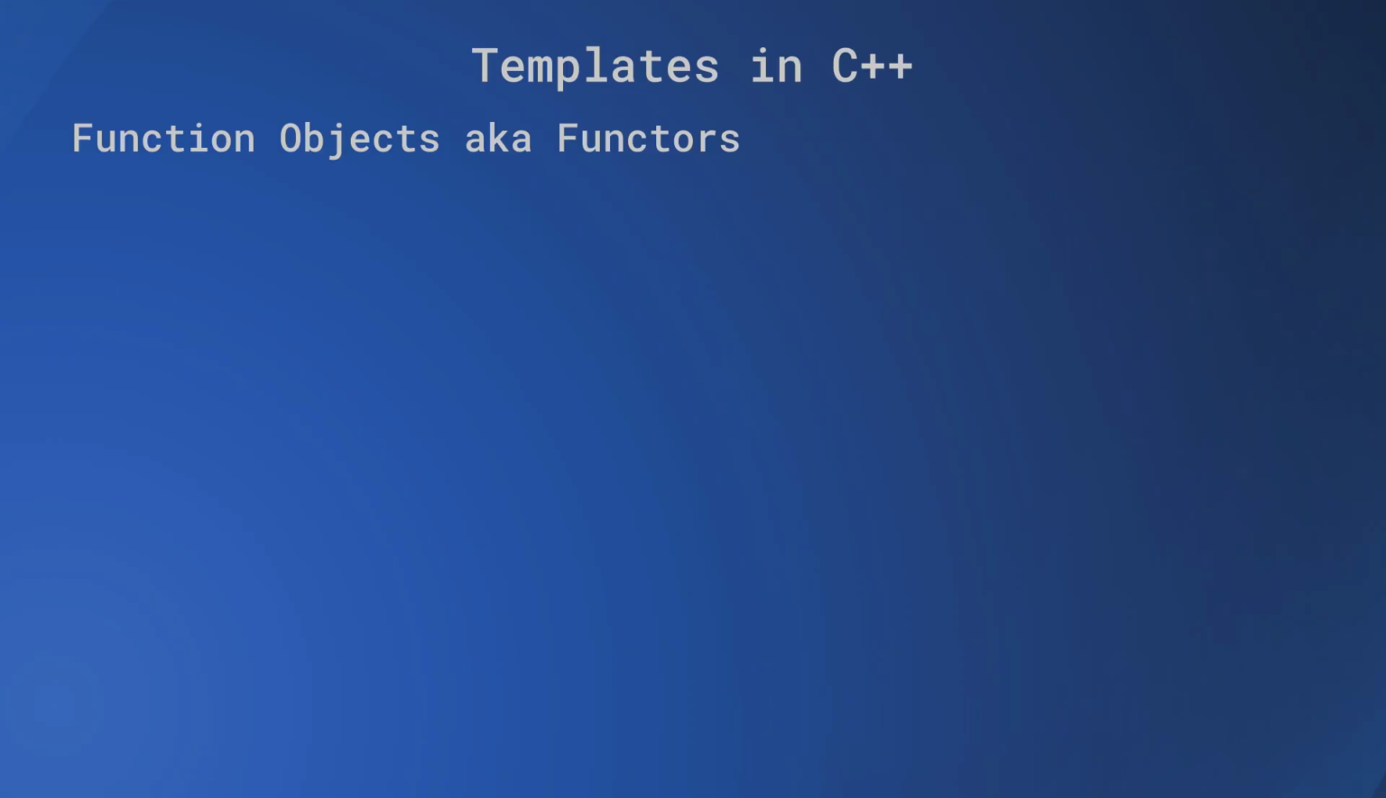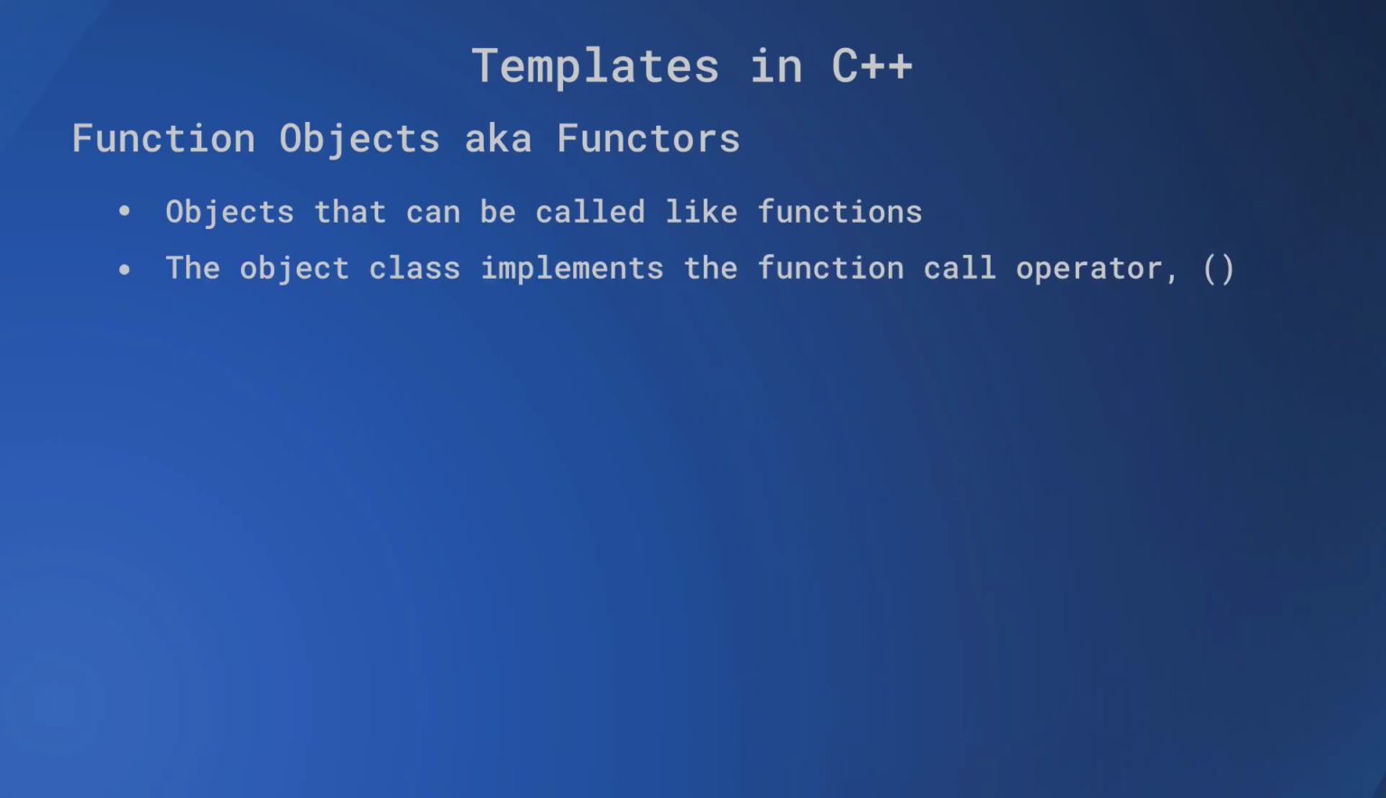The next topic is function objects, also known as functors. As the name function object suggests, it is an object of a class and it is also a function. It is an object which can be called as a function. How does that happen? The underlying class implements the function call operator, parenthesis.